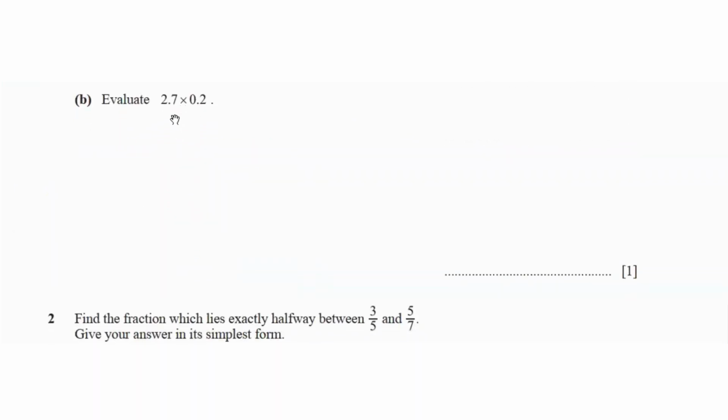Part B says evaluate 2.7 times 0.2. So 2.7 can be rewritten as 27 over 10 because you move the decimal one place to the right and add a 0 with the 1 in the denominator. And 0.2 can be rewritten as 2 over 10. Once again, move the decimal to the right, add a 0 with the 1.